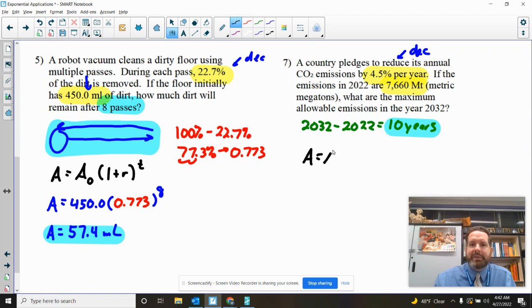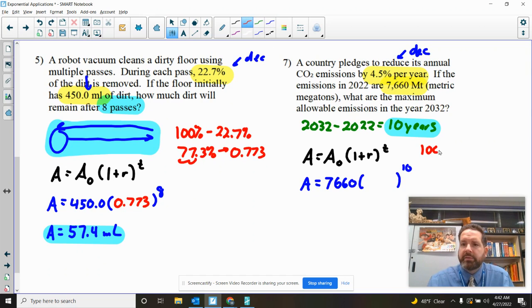Start with our model. Ending amount is starting amount times your multiplier to the power of t. Let's fill in what we know. I don't know the ending carbon emissions. I do know the starting carbon emissions. The multiplier we'll figure in just a moment, and it's going to happen over the course of 10 years. Starting with 100%, a decrease of 4.5%. That's going to leave us with 95.5%.